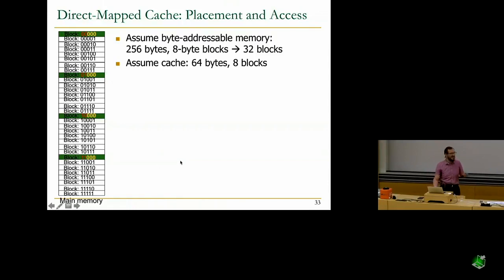Okay, assume that we have a cache that has 64 bytes and 8 blocks. Well, what does this mean?